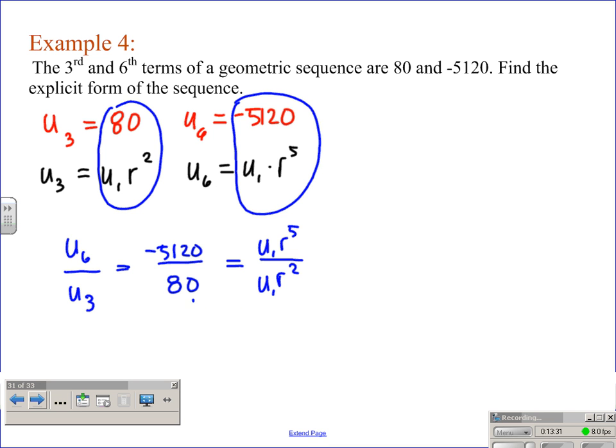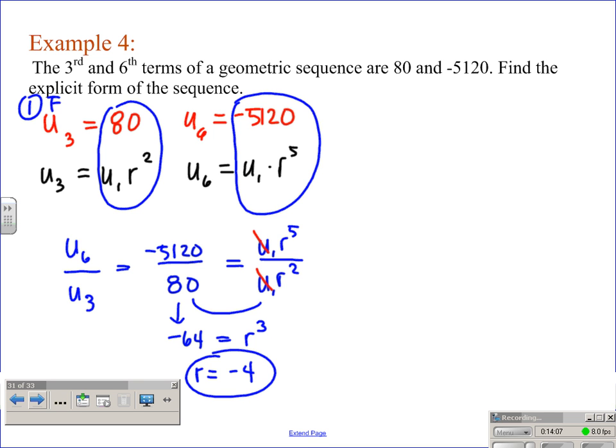Okay, and so then I just use these two right here, and I can then simplify. You notice pretty quickly that these two can cancel out, and you can also cancel out some of your r's, and we can simplify this guy. So when I do that, I end up with negative 64 is equal to r cubed. And that means that r is going to be negative 4. Okay, so I've used that information to find my r. So first thing we did was to find r.